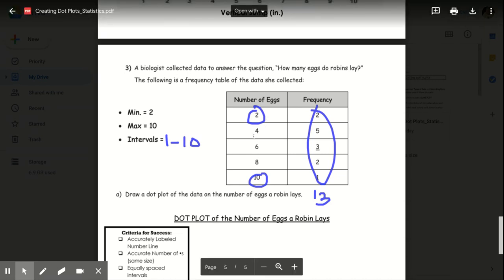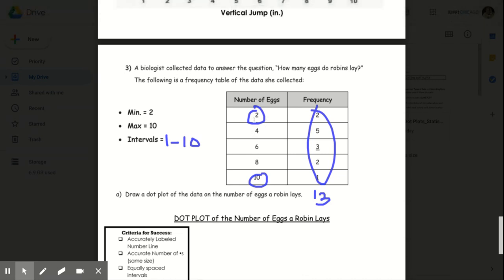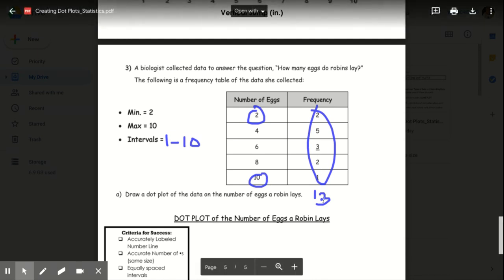So here we go again. How many times did you see a robin lay 2 eggs? I saw it 2 times. How many times did you see a robin lay 4 eggs? 5 times. How many times did you see a robin lay 6 eggs? 3 times. How many times did you see a robin lay 8 eggs? I counted that twice. How many times did you see a robin lay 10 eggs? Just once. And that should count up to 13. And that's how many dots I should have here.